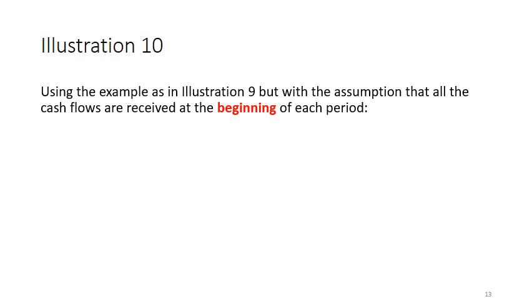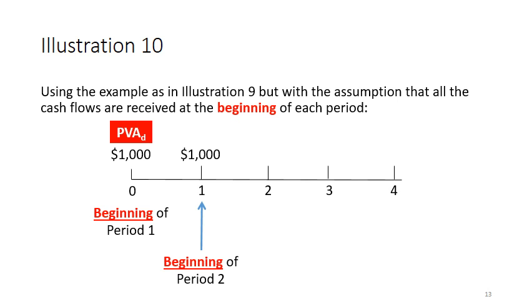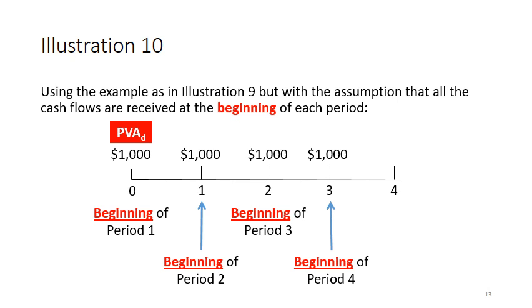Illustration 10. Using the example as in illustration 9, but with the assumption that all cash flows are received at the beginning of each period. I stress again, it's at the beginning. Let's draw a timeline here. We're finding PVA. So the beginning of period 1 is at 0, so your cash flow is at the beginning of period 1. Next, the beginning of period 2, beginning of period 3, and beginning of period 4.